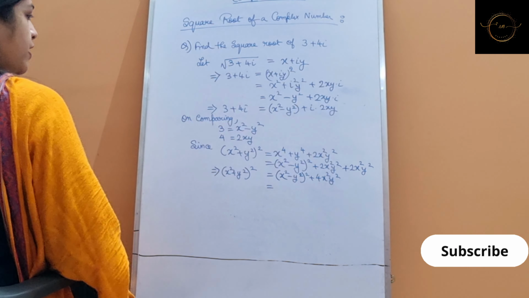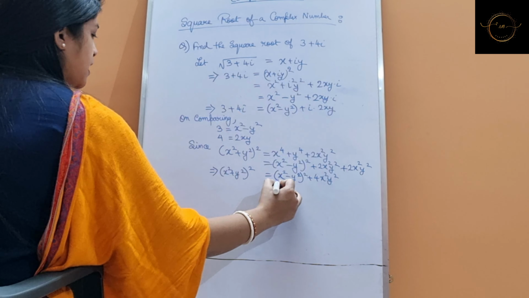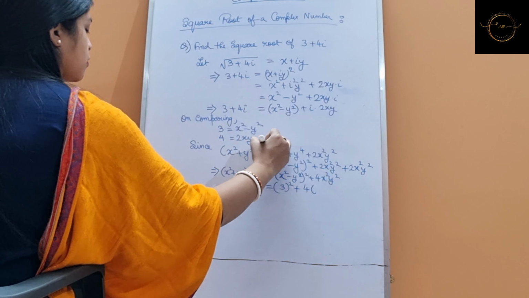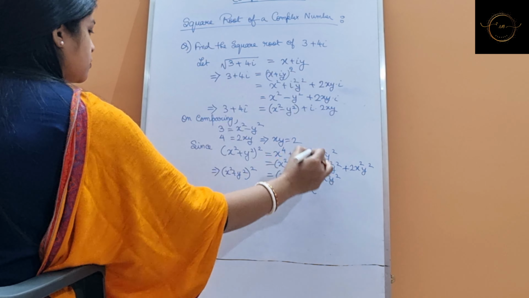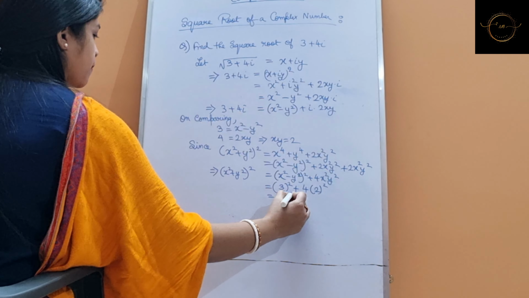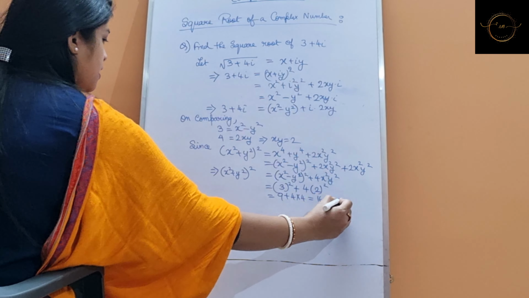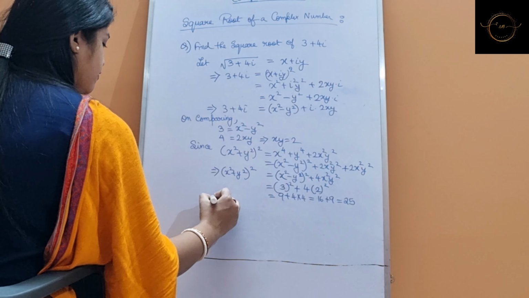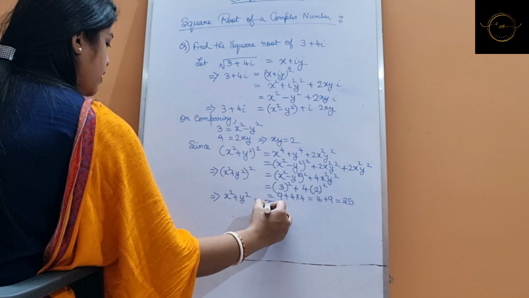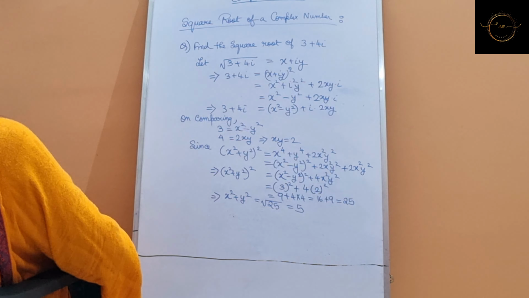What is the value of x square minus y square? That is 3, so it becomes 3 square plus 4 into xy whole square. From here xy will be equal to 2, so it will be 2 square. So 9 plus 4 into 4, that is 16, which comes to 25. So what is the value of x square plus y square? It will be the root of 25, that is equal to 5.